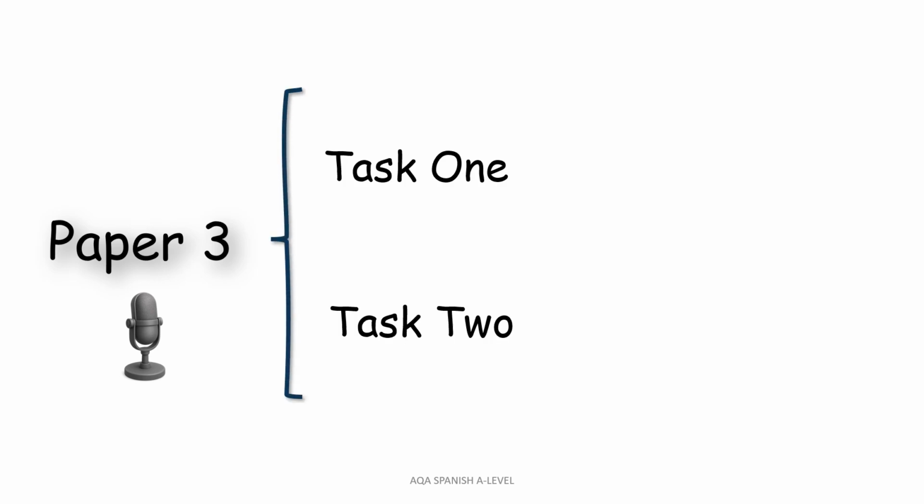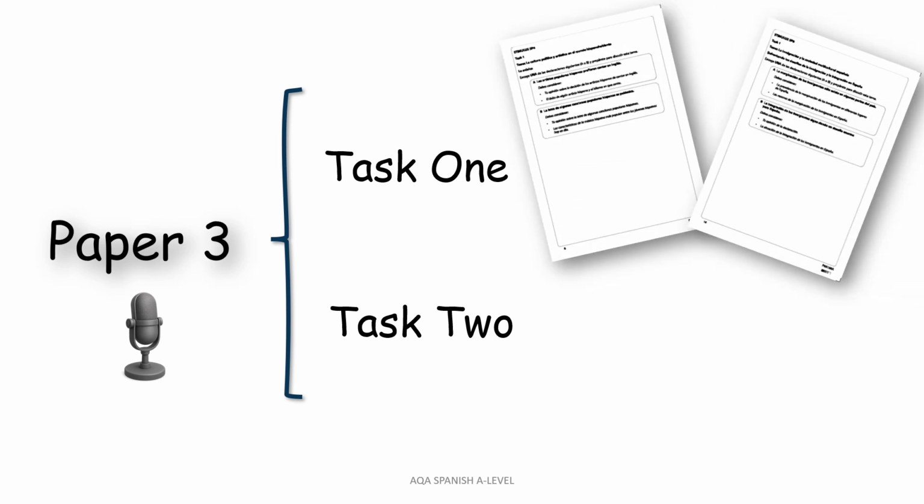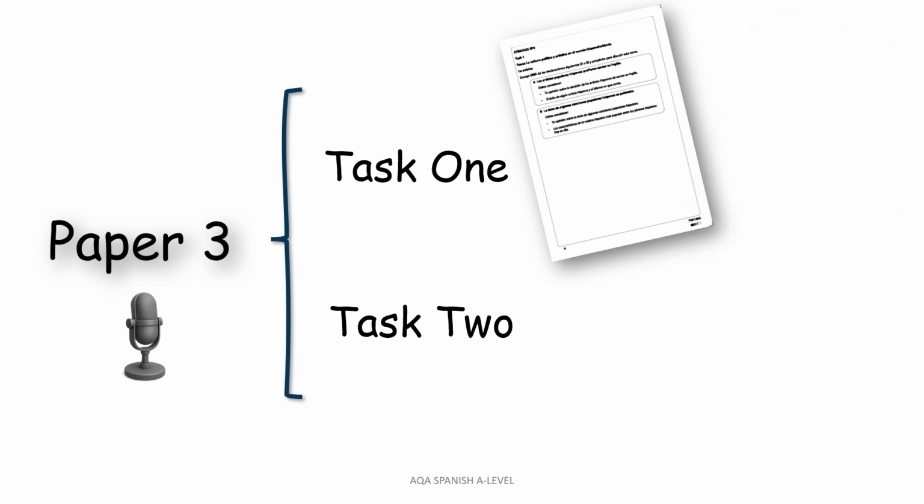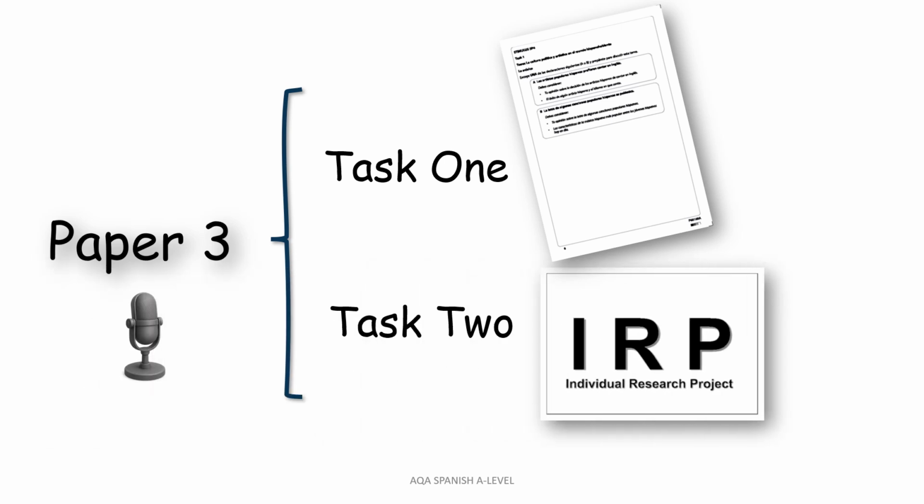Paper 3 has 2 tasks, task 1 and task 2. In task 1, you will be given 2 stimulus cards, each on a different topic from your unit. You must choose one, and after 5 minutes preparation, you will answer questions on it verbally. And in task 2, you'll have 2 minutes to present your individual research project, IRP, and once your presentation is finished, you will be asked several questions about it.